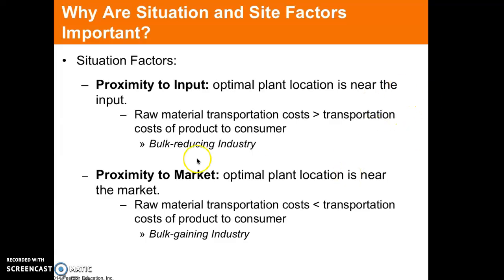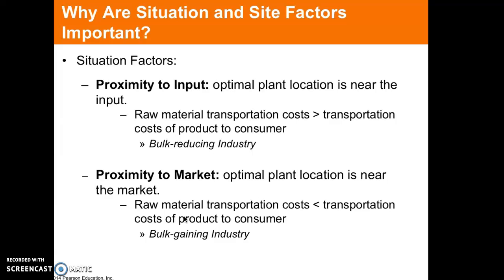Or are you going to locate yourself near the market? So when would you pay more for land? Because if you're close to the market, your factory is probably in suburban or urban land, which means the land rent would be more expensive. So when is it worth it to have these factories located on land that's more expensive? When the raw material cost is going to be less than the transportation cost to the consumer. So bulk gaining industry.